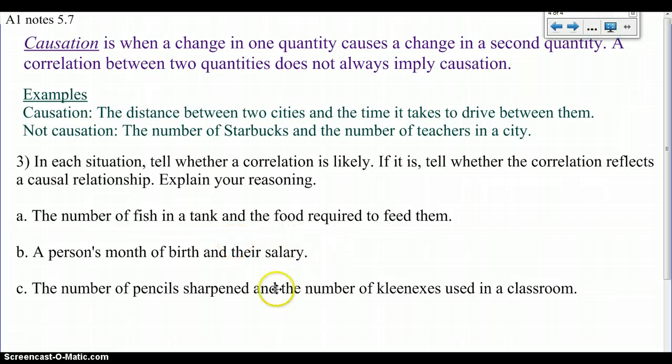The number of fish in a tank and the food required to feed them. It seems to me that the more fish you have, the more food you would need. So we would say yes, correlation is likely. And in this case, it's also causation because the number of fish is directly affecting the amount of food needed.